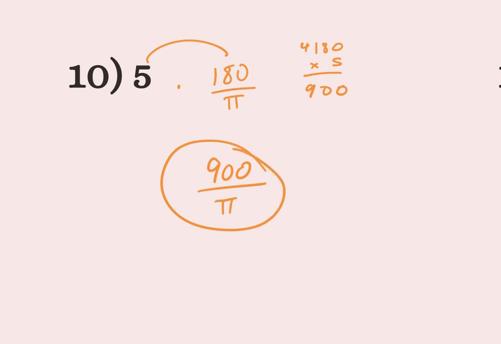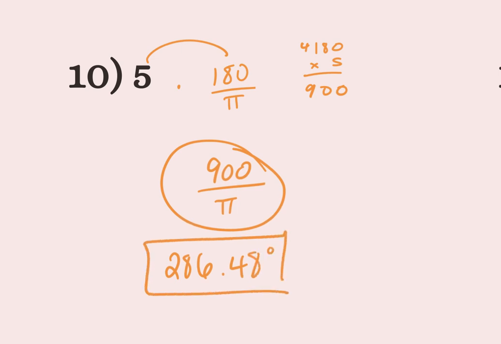Most likely this type will tell you to round. So if I did 900 divided by pi, I'd get 286.48 degrees. So anytime in the homework it says you can round to blah, blah, blah, feel free to grab your calculator. It's above the caret. So the caret's like above your division symbol.